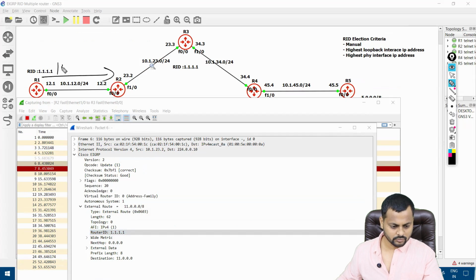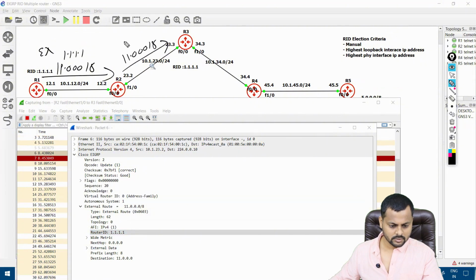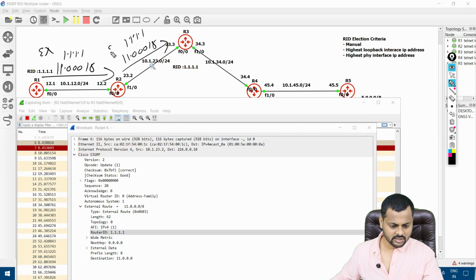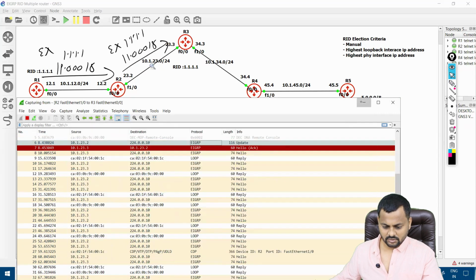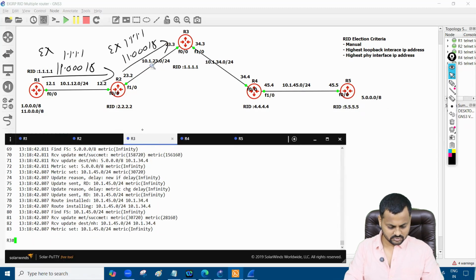Same one, 11.0/8, and the router ID will be 1.1.1.1. This is the external route. And same thing will go to R3 as well, 11.0/8 right now. The RID will be 1.1.1.1. This is also an external route. What will R3 do? It simply discards it. So if you see on R3, it is not going to accept this route.